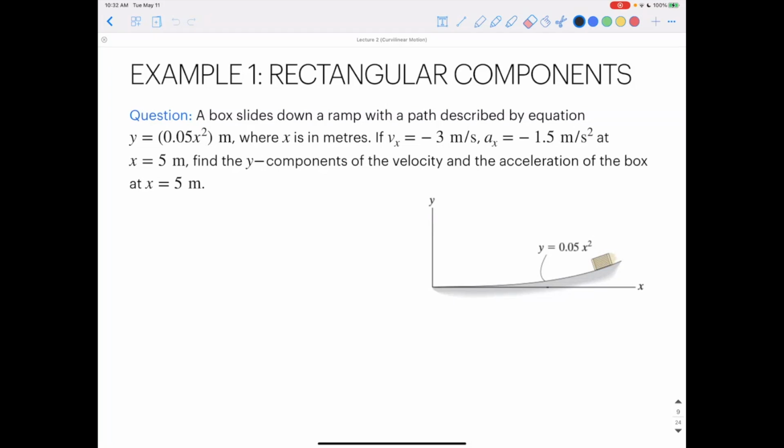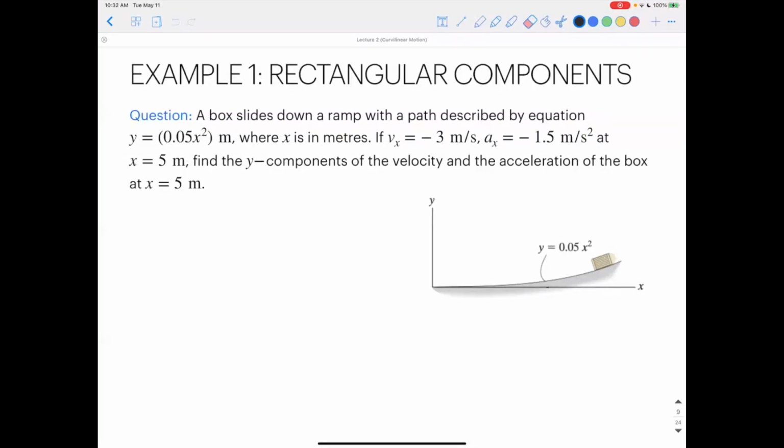We have a box sliding down a ramp, and we have an equation for the path. y is equal to 0.05x squared, and that's in meters. It gives us a velocity component, minus 3 meters per second, and ax is equal to minus 1.5 meters per second squared at x is equal to 5 meters. And then it's asking to find the y components of the velocity and acceleration of the box at that same point, when x is equal to 5 meters.